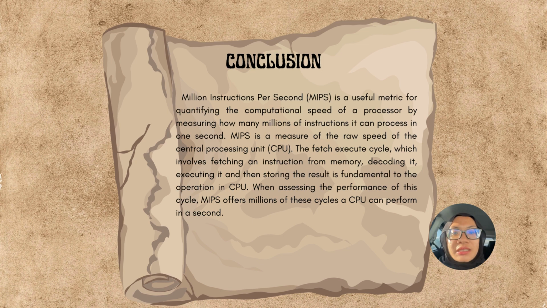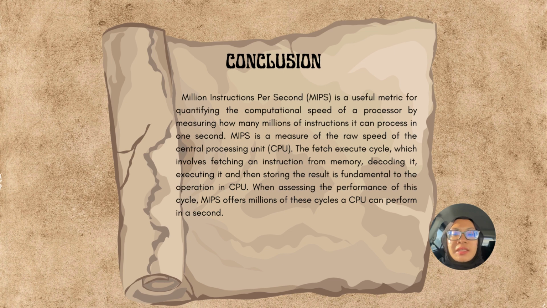For the conclusion, million instructions per second, or known as MIPS, is a useful metric for quantifying the computational speed of a processor by measuring how many millions of instructions it can process in 1 second. MIPS is a measure of the raw speed of the central processing unit, CPU.